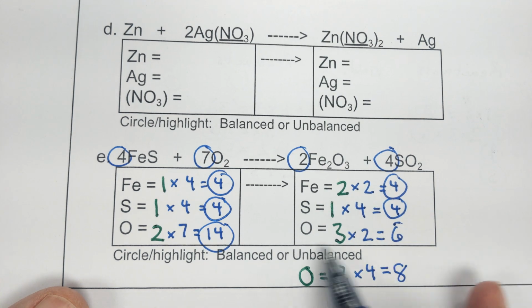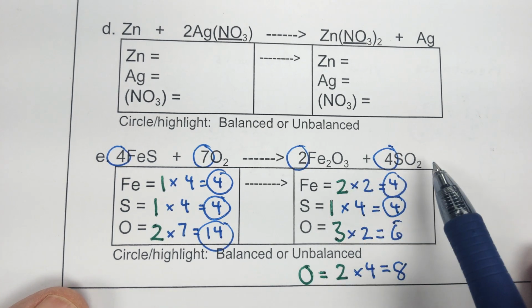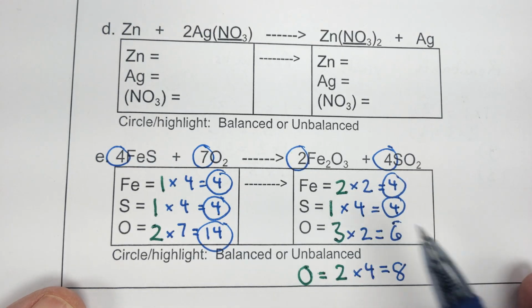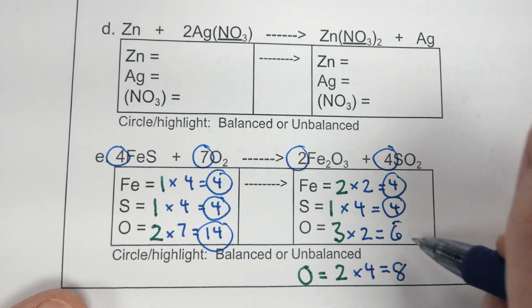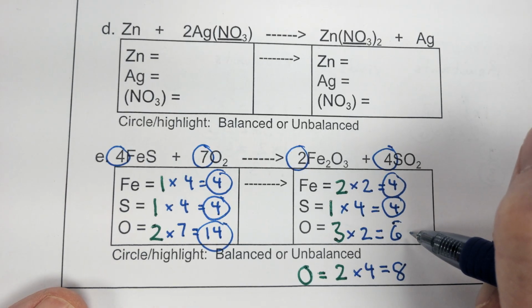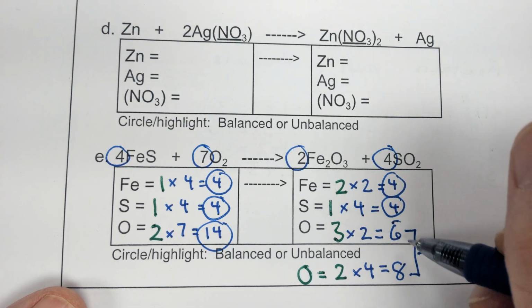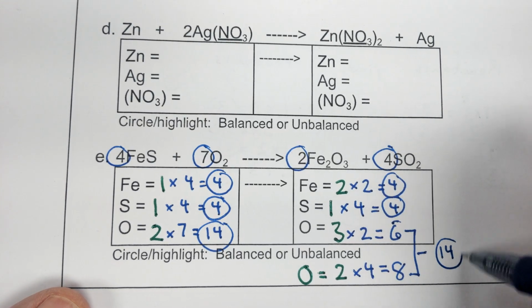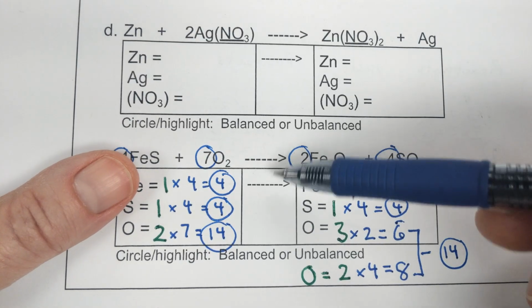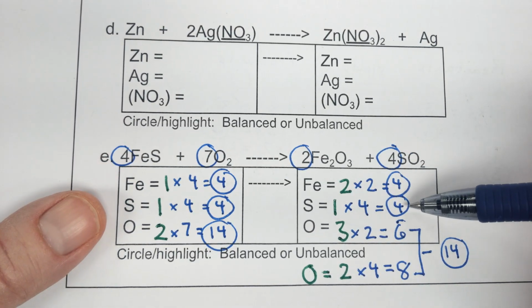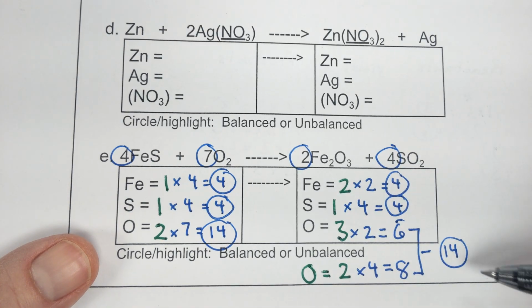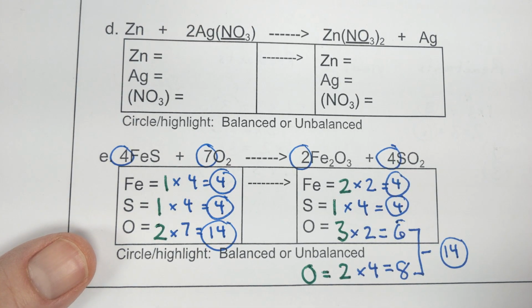Now I can add together oxygen from both of these formulas because I'm looking at the total amount of oxygen in the product. That's what I want to know in order to figure out if I have a balanced equation that follows the law of conservation of mass. All right, so if I add 6 and 8 together, I do get 14. That means if I compare both sides, I have 4 iron on each side, 4 sulfur on each side, and 14 oxygen on each side.